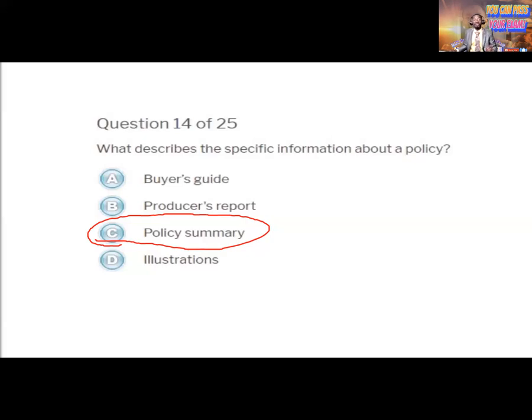So don't confuse the policy summary and the buyer's guide, because the buyer's guide gives you general information, not specific information. Now, producer's report, don't confuse it with that as well. Let's go to the next question.